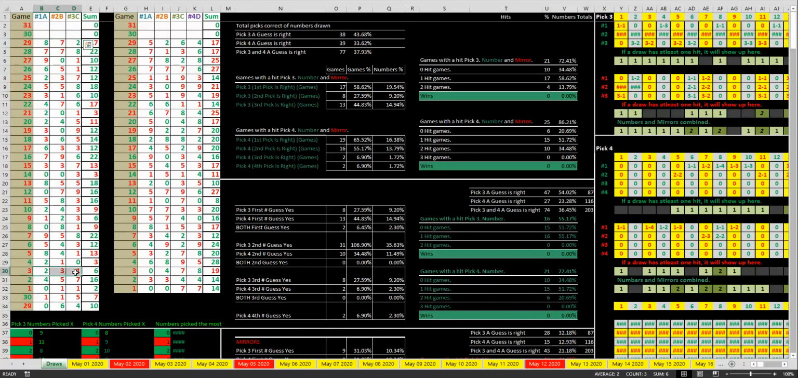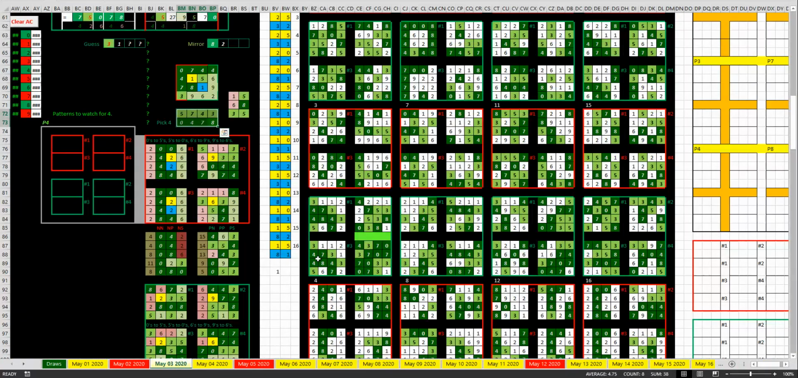The third, the numbers were 2 3 1. There's your 3 and 1 of the pick 3, and then 1, of course, is the mirror for 2.